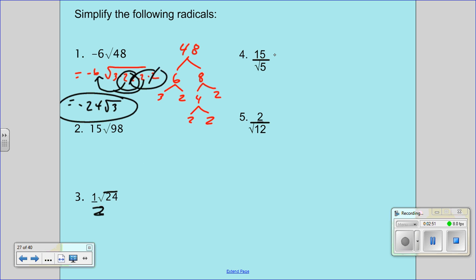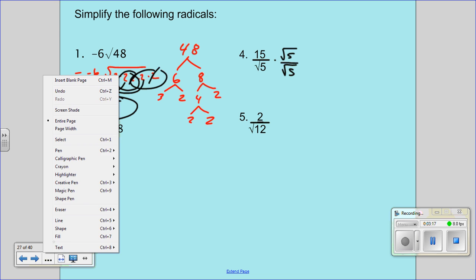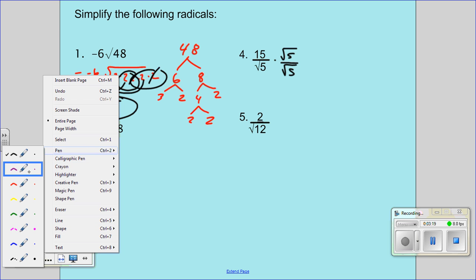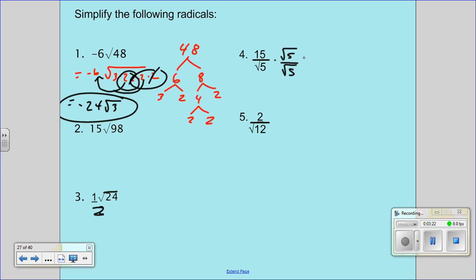But let's get into number 4 and 5, which is very different from the previous lessons because we have a radical on the bottom. Whenever you have a radical on the bottom in the denominator, you're going to take that radical, whatever it is, and multiply both top and bottom by that radical. So in number 4, I'm multiplying by radical 5 in both top and the bottom. When you do that, my numerator will now be 15 times the square root of 5.